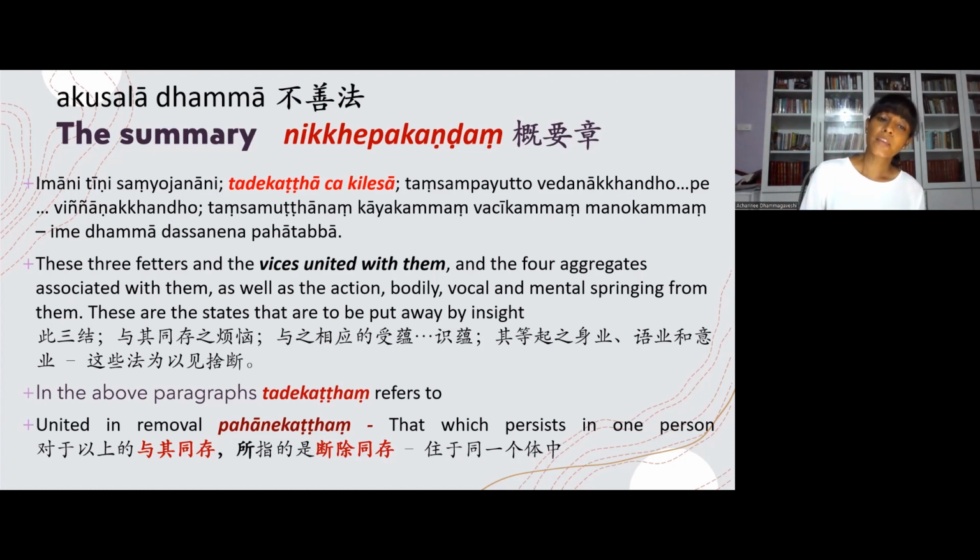And as I mentioned before, if you take dassanena pahatabba, this is with reference to the sotapanna or the stream enterer's chitta. So the sotapanna person, or the person who is going to become a sotapanna, has to eliminate 3 samyojanas or 3 fetters. And those are the sakkaya ditthi, vicikiccha, and the silabbata paramasa. And these 3, Aṭṭhakatha kilesa, these 3 are the ones that need to be completely eliminated in order to become sotapanna. So that is why in this context, Aṭṭhakatha is referred to or described as pahanekatta, united in removal, that which persists in one person.